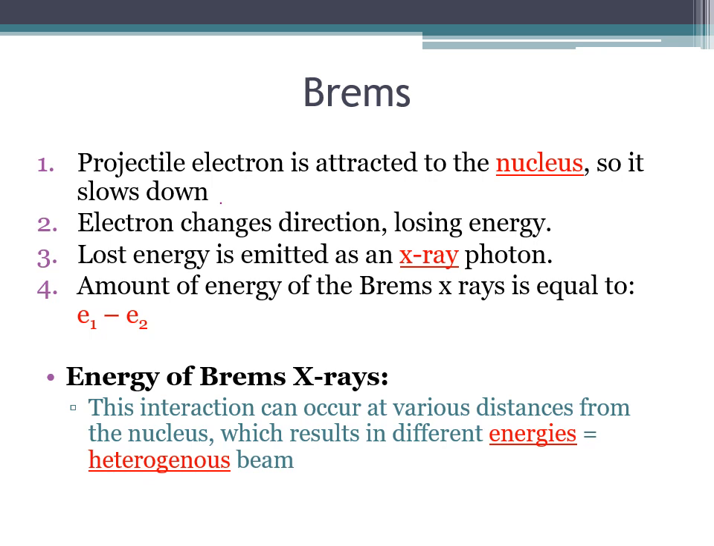In the BREMS interaction, the projectile electron, which is coming from the cathode, is attracted to the nucleus of one of the atoms that's on the anode. So it slows down. The electron changes direction, losing energy, and the lost energy is emitted as an X-ray photon. The amount of energy of the X-ray photon specifically is equal to the energy where the electron started minus where the energy ends with that electron. So E1 minus E2. This interaction can occur at different distances from the nucleus, results in different energy, and gives us our heterogeneous beam.